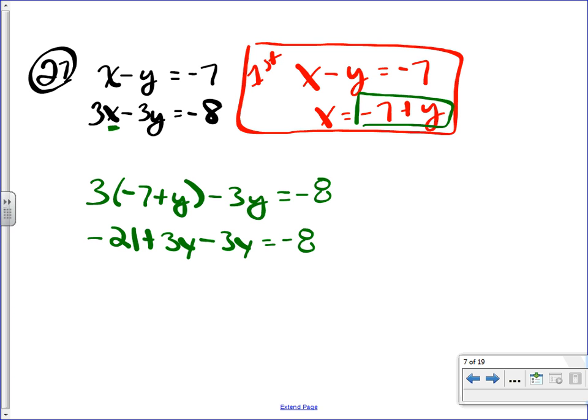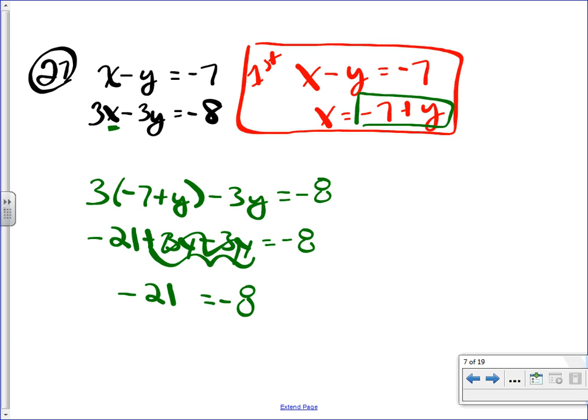All right, notice we have some like terms. I'm going to combine these right here. So 3y minus the 3y. What's a 3y minus a 3y? 0. So notice there are no more y's. All of these y's have canceled each other out. And what I'm left with is this right here. I'm left with a negative 21 on the left, and I'm left with a negative 8 on the right.